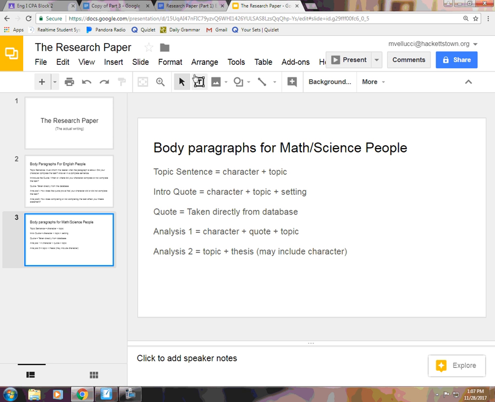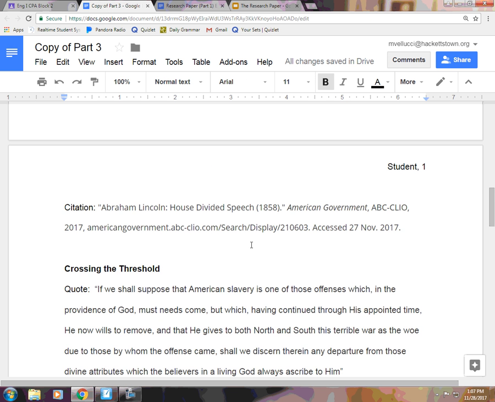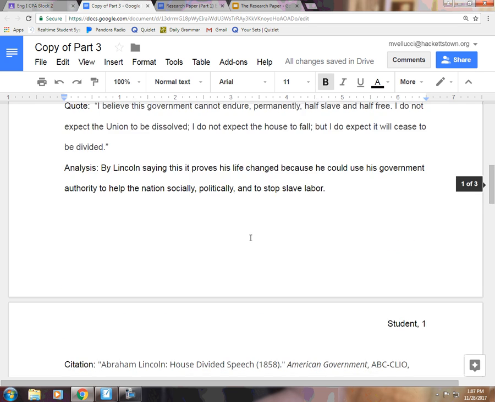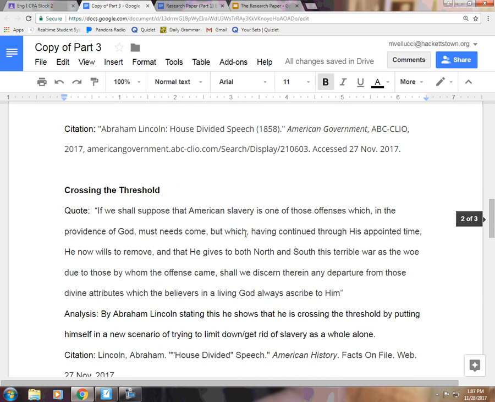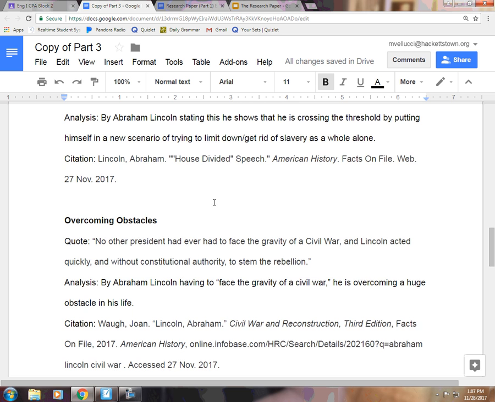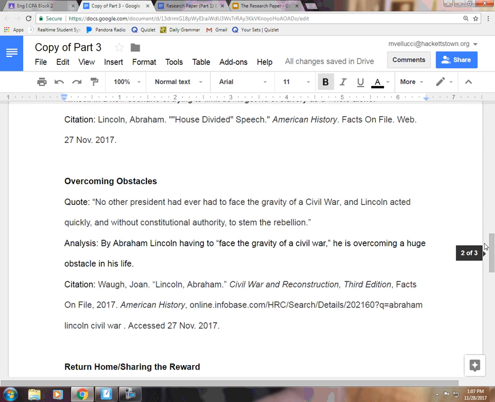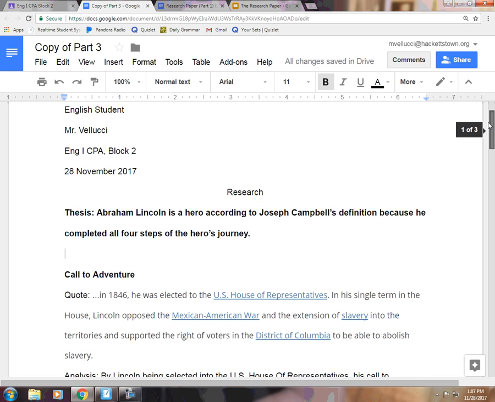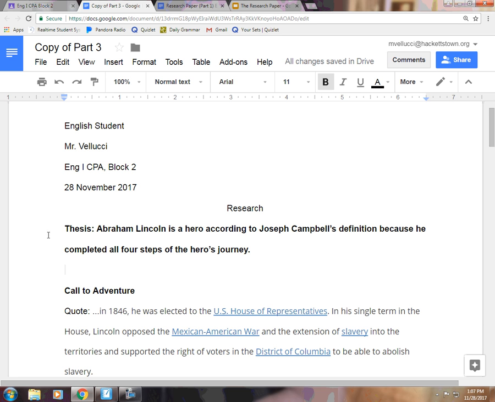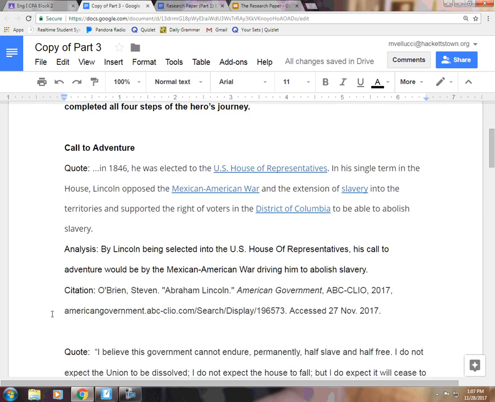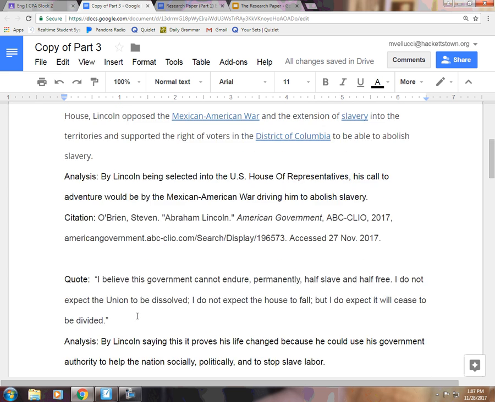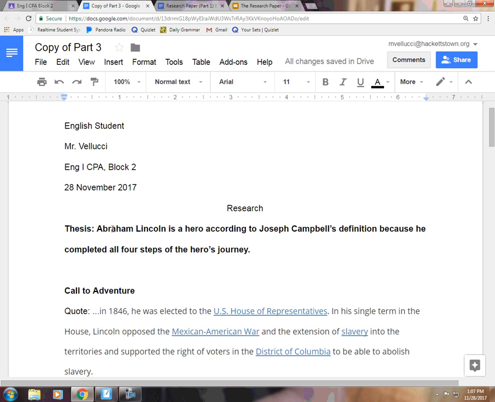Okay, so I want to go into a bit of research here, and I want to apply these ideas that we just talked about. So we'll look at, this looks like a good one, overcoming obstacles. So I'm going to scroll up to the top here. Okay, and as you can see, step 1 and step 2 has been completed. We completed our research, we have our quotes, we have our analysis, and we have our citations. Okay, it looks like the student already went through and wrote the thesis statement as well. Abraham Lincoln is a hero according to Joseph Campbell's definition because he completed all 4 steps of the hero's journey.